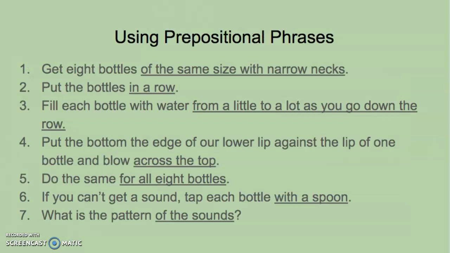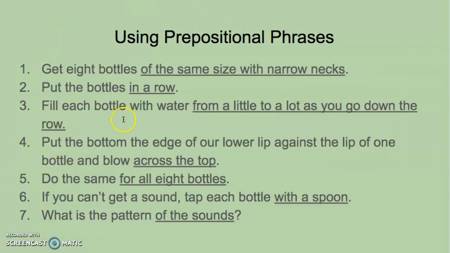Let's use this text as an example to explore prepositional phrases. This passage gives directions for an experiment with sound. Imagine if the writer tried to explain this procedure without using the prepositional phrases underlined. So, number one was get 8 bottles of the same size with narrow necks. If we didn't have that phrase, we wouldn't know how big they should be, or what they should look like. Number 2 says put the bottles. We wouldn't know where. That would be in a row.